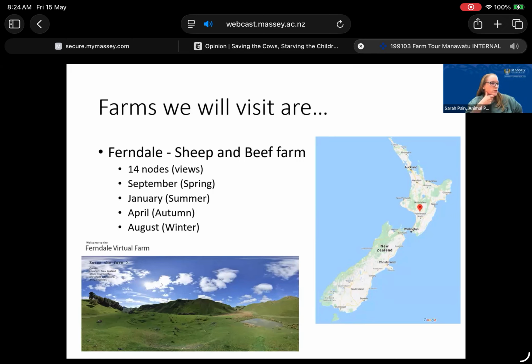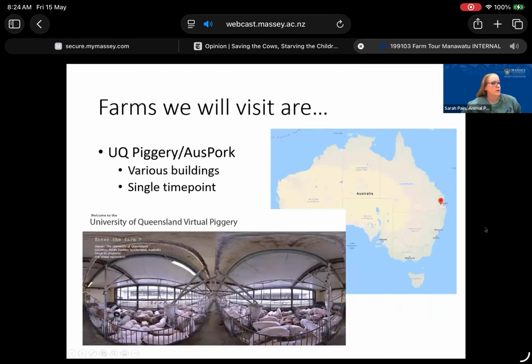Okay, so Ferndale is the sheep and beef farm that we'll take a little bit of a look around in a minute. That little red dot on the map is where it's located, so it's located up near Taihape. The way that they've done it is they've put 14, they call them nodes, but they're basically cameras. They're 360-degree cameras on 14 places around the property at 4 times of the year. So we can see the same part of the farm and how season affects it. The piggery is part of the University of Queensland, so that's out in Gatton.